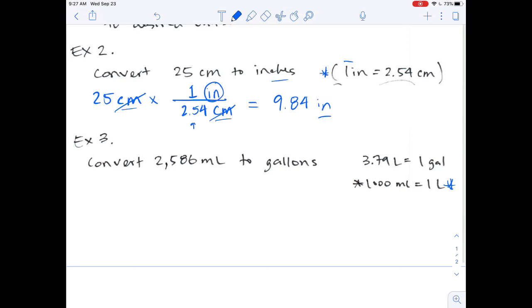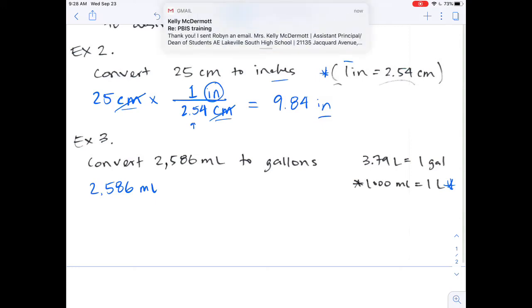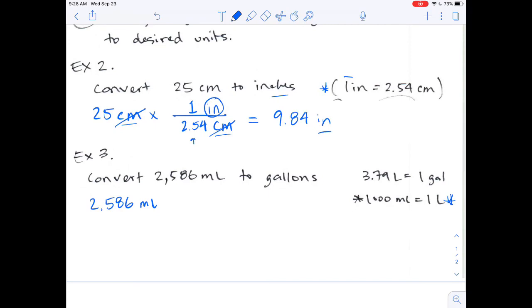So the steps are, write what you're given first, which is 2,586 milliliters to gallons. And milliliters, I don't need to use the gallons yet. If I knew a milliliters to gallons conversion, I could do it in one step. And is there one? Sure, but it's not a really common one. So instead, I'm going to break this into chunks that I do know. I do know that there's 1,000 milliliters in 1 liter, and I also know that there are 3.79 liters in 1 gallon. So you can do this in a way that will just do one step at a time.